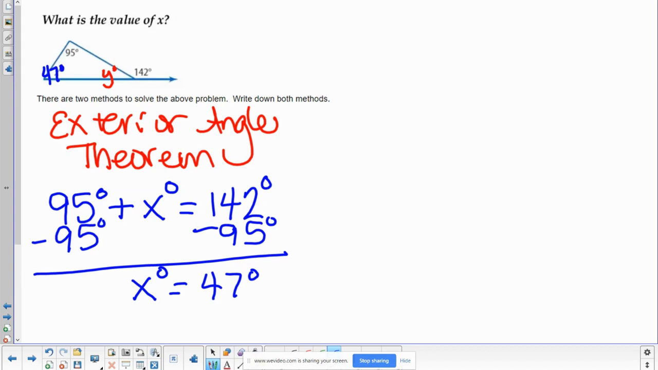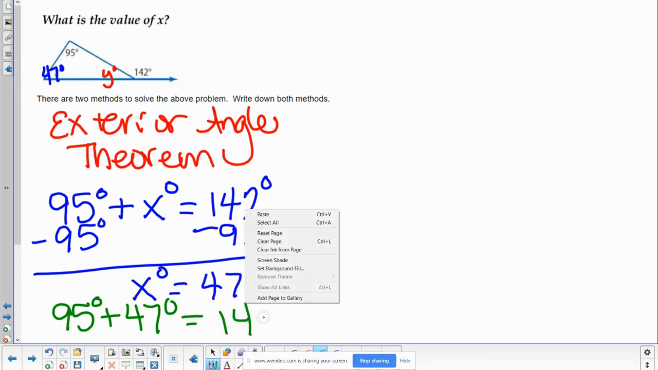We can quickly check mathematically if we take 95 degrees plus 47 degrees. Remember the opposite interior angles, so 95 and 47 equals this outside or exterior angle of 142.